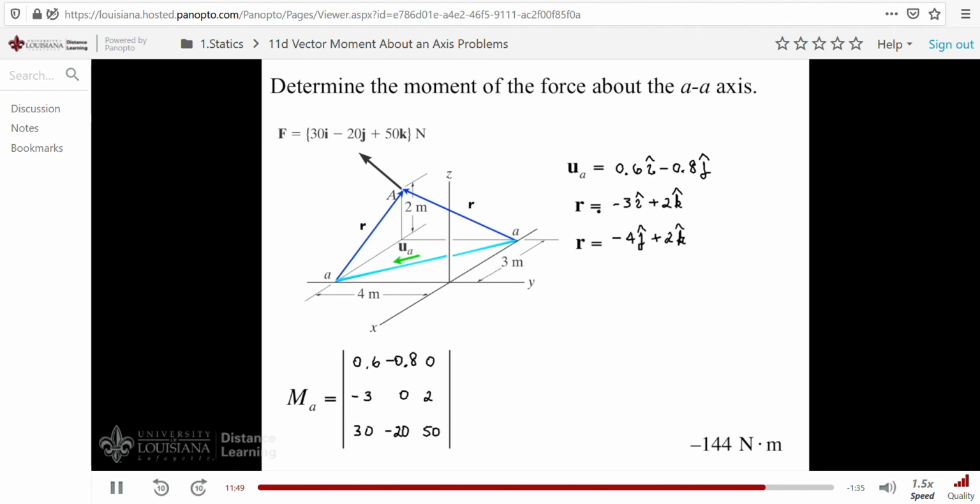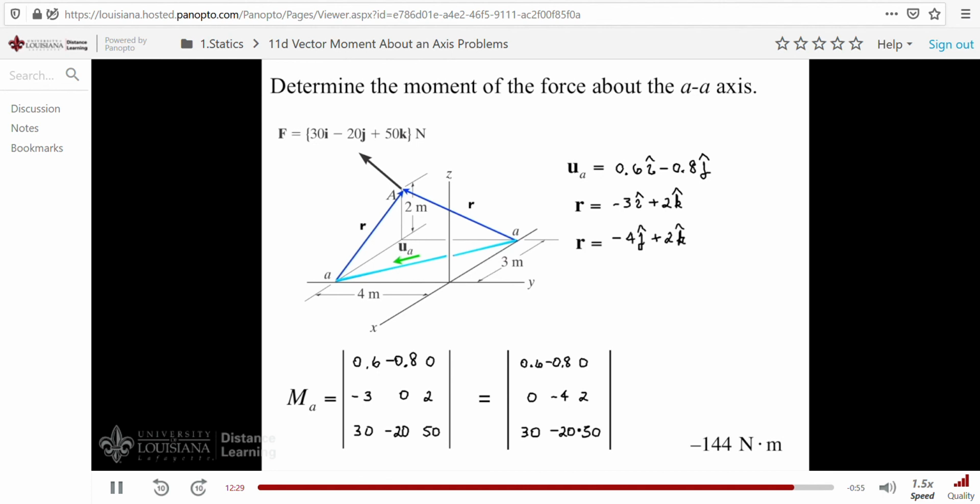But rather than using this position vector, we can also use this one. So let me set it up as well. 0.6, minus 0.8, and finally 0. And now we put down here 0, minus 4, and 2. And one more time, the force, 30, minus 20, and of course 50.